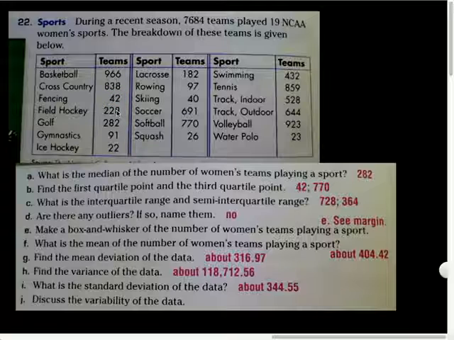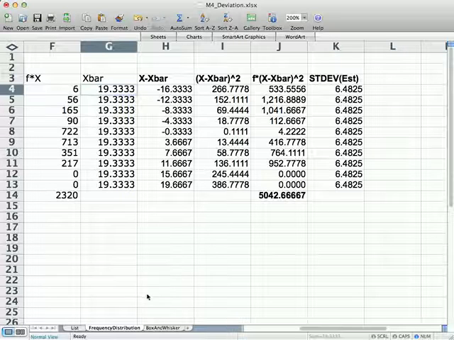Huh. I imagine that it's still probably some sort of one-on-one brackets, but you just have a team of fencers, I'd imagine. But anyways, it says, what is the median number of women's teams playing the sport? So I'm going to flip on over to the Excel spreadsheet once again.